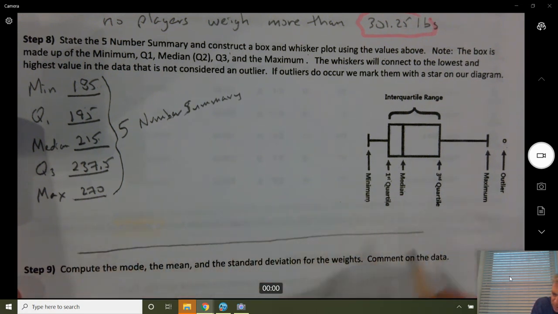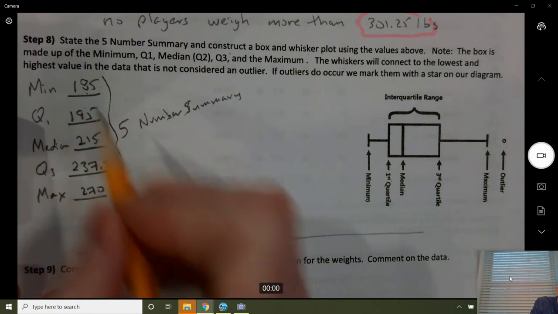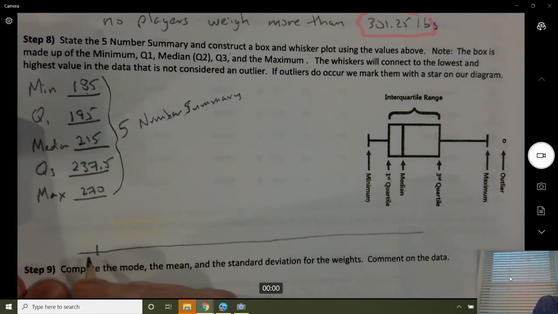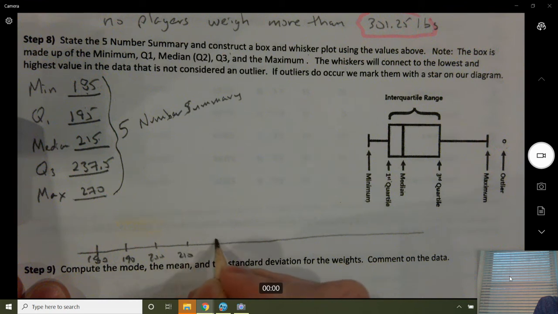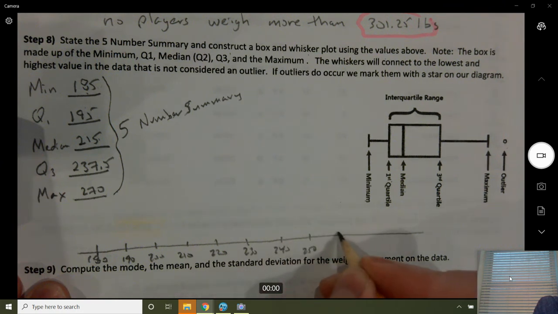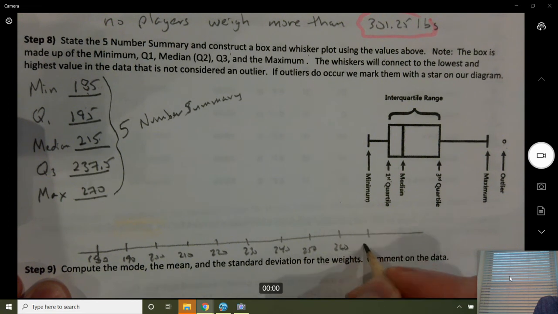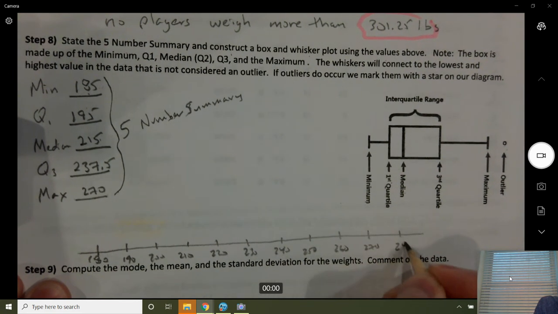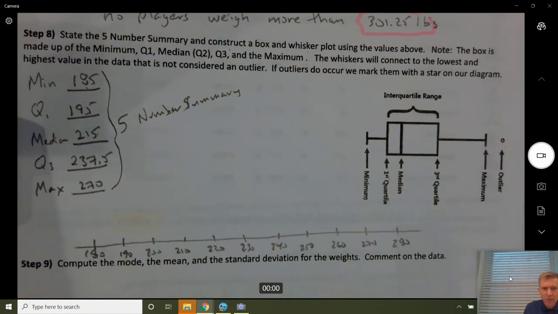Before we draw the box plot, this is so important, you have to draw your scale and evenly space your scale. So 185 up to 270. I'm going to go up by tens. I'll start with 180, 190, 200, 210, 220, 230, 240, 250, 260, 270, 280.